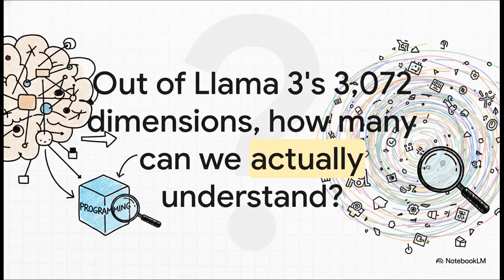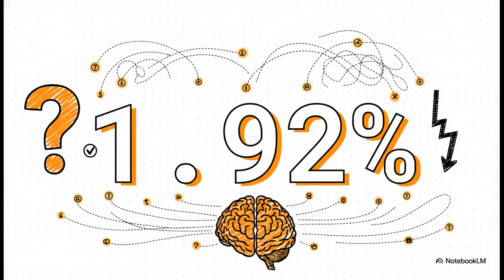Any guesses? The answer is just 1.92%. That's it. Out of over 3,000 dimensions, only 59 of them could be clearly and confidently assigned a single, coherent meaning. Now, to put that in perspective, earlier work on smaller models suggested we could interpret maybe 30 or 40%. So this massive drop is a really stark and incredibly important finding.